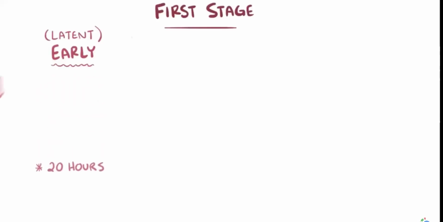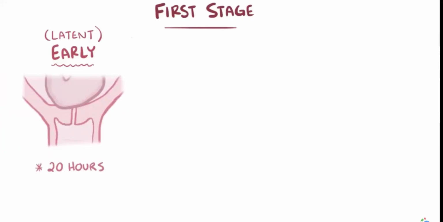Even though labor is a continuous process, it can be broken down into 3 stages. Additionally, this first stage is subdivided into 2 phases. The first phase is the early phase or latent phase, and usually lasts up to 20 hours, or until the cervix dilates to 6 centimeters.